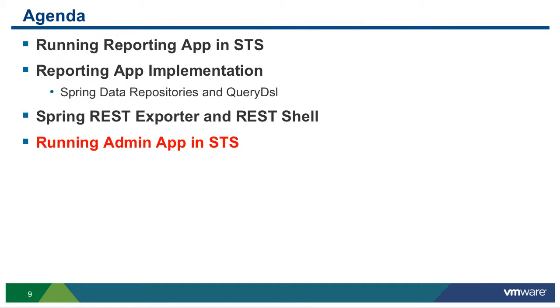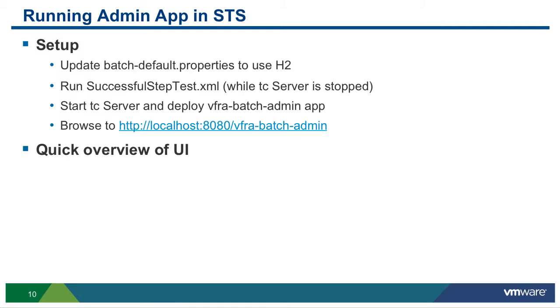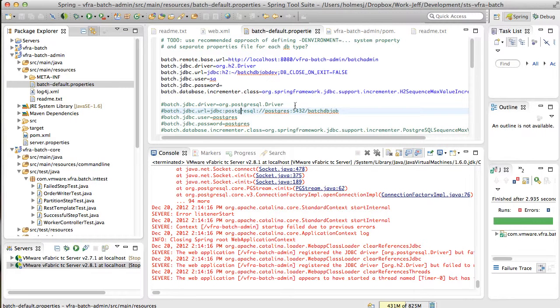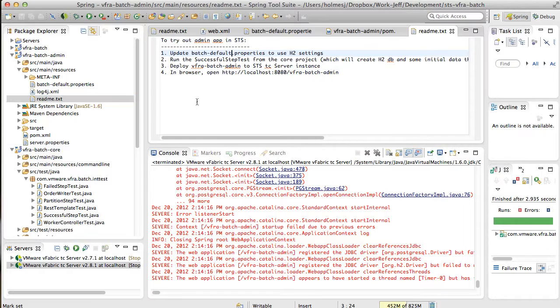Now we're going to look at the admin app and getting that to run in STS. We will follow these steps to set up the admin app and then quickly look at the UI. So now we're going to run the batch admin application in STS. There's a vFRA batch admin project that's been created. It has a readme.txt which goes over the instructions I'm about to run through.